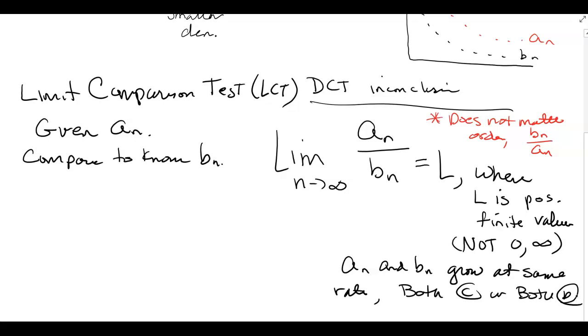Because think about it. When you're taking the limit of a ratio and you get 0, that means your denominator is growing at a much faster rate than your numerator. If you get infinity, that means your numerator is growing at so much faster a rate. As long as you don't get 0 or infinity, you can actually state they're growing at the same rate. So if one's converging, the other is also converging.